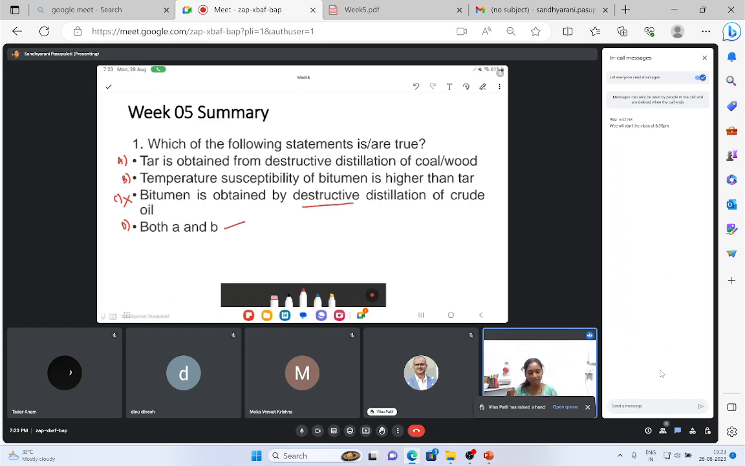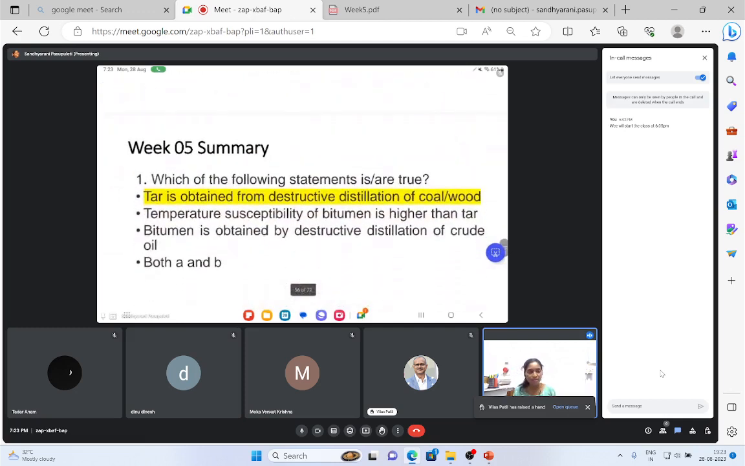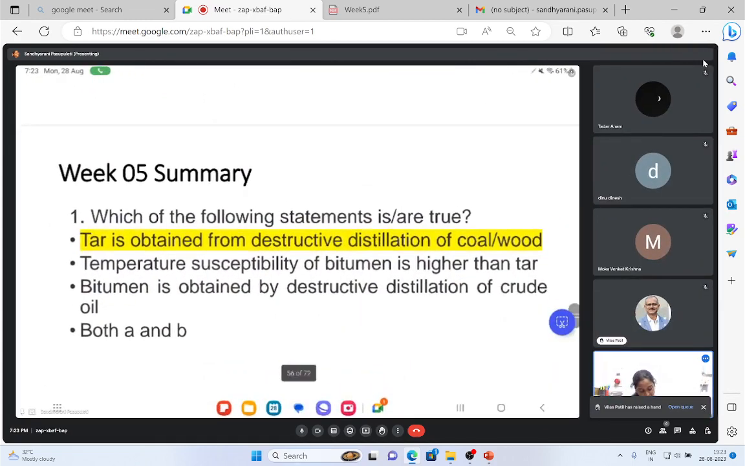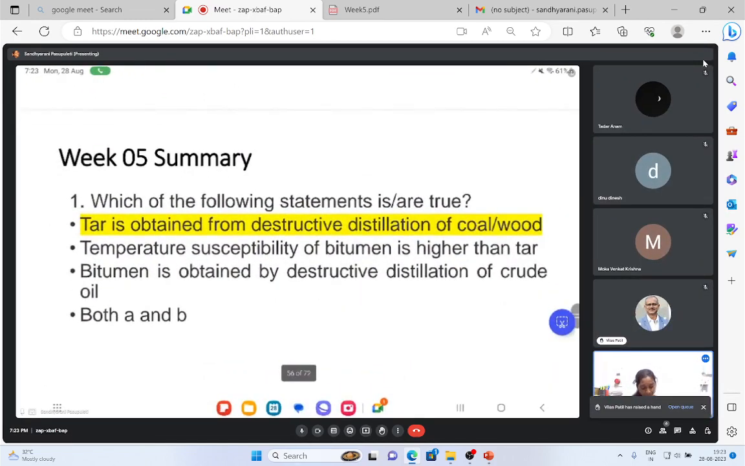So as we have already discussed, tar is actually from the destructive distillation of coal or wood, and this process is done in the absence of oxygen. So it gives off harmful gases. That is one of the reasons why we use bitumen, and tar is extremely temperature susceptible compared to bitumen. So option B is actually wrong. That means only option A is correct, which means tar is obtained from destructive distillation of coal or wood.